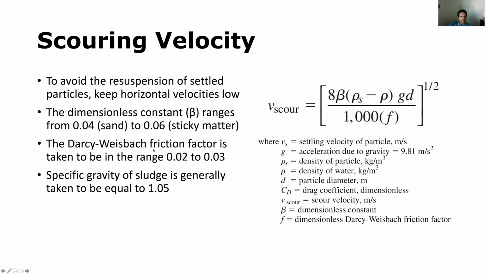We've got the Darcy-Weisbach friction factor, again, between 0.02 and 0.03, and then specific gravity of sludge, which is going to be a lot lower than the specific gravity of grit. So we could take that in this example to be 1.05. All right, so here's the equation again for scouring velocity.